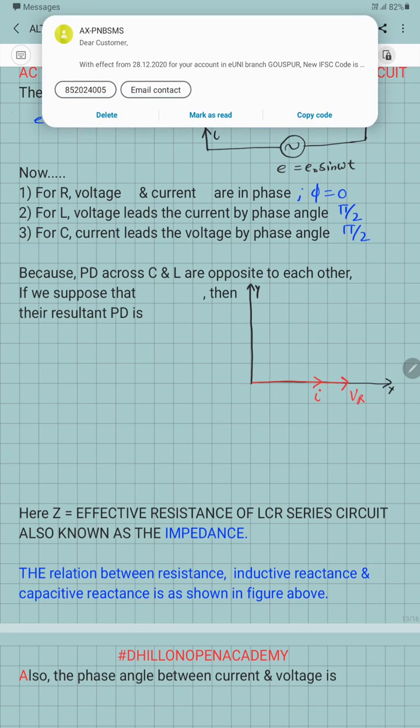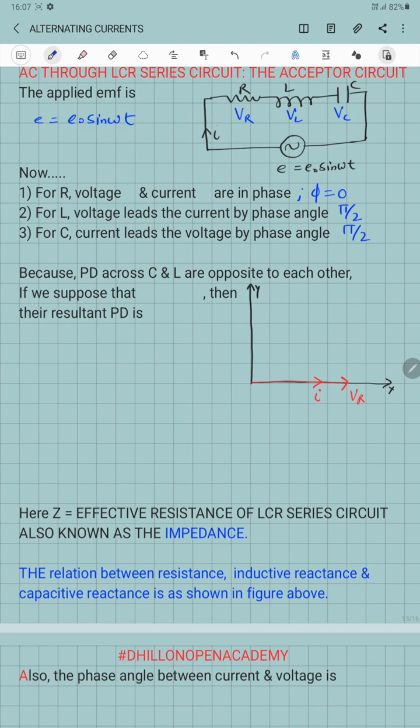For the inductor, voltage is ahead of the current by a phase angle pi by 2. So let the voltage across the inductor be represented along the plus y-axis. And for the capacitor, current is leading the voltage by phase angle pi by 2, so voltage across the capacitor we can represent along the negative y-axis. So you can see here that for the inductor, the phase angle is plus pi by 2 for voltage leading the current, but for the capacitor, the phase angle is plus pi by 2 for current leading the voltage.